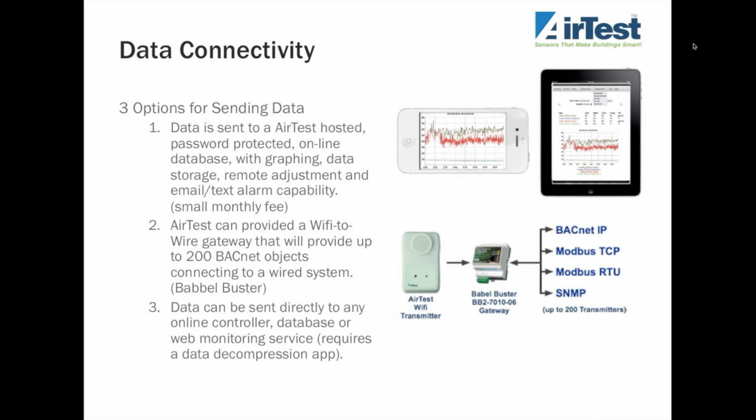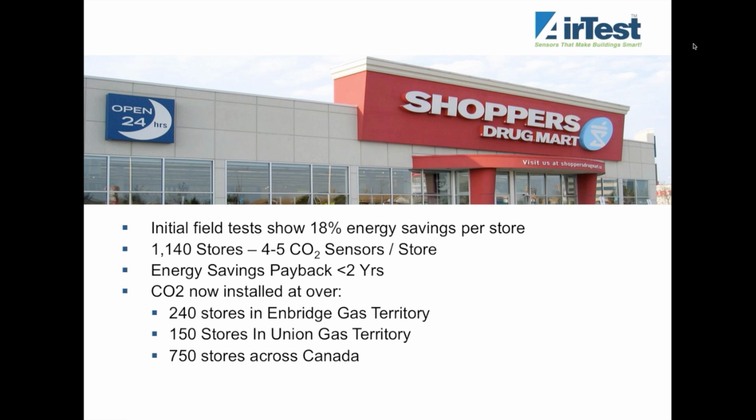And then if you want to send the data to any online controller, database, or web monitoring service, basically all you need to do is to be able to translate the information sent from the Wi-Fi sensors to the system you're using. And that involves writing a simple decompression app that translates the Wi-Fi data to usable data in the control system. We can provide the information on how to do that, and anybody who does programming of these types of devices on a regular basis should easily be able to write that application. So that's the kind of products that we have available for CO2 sensors.